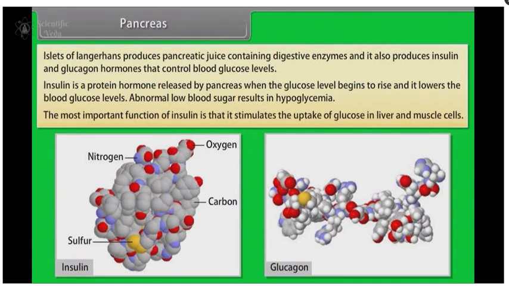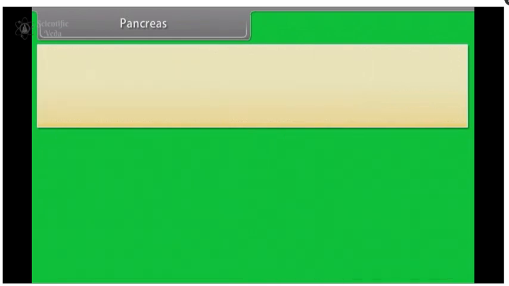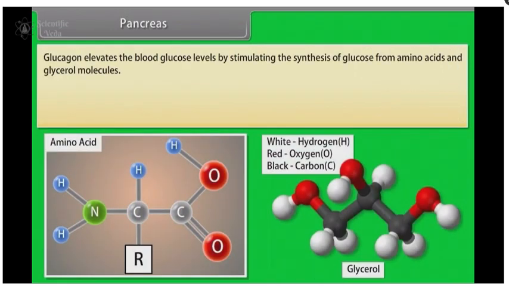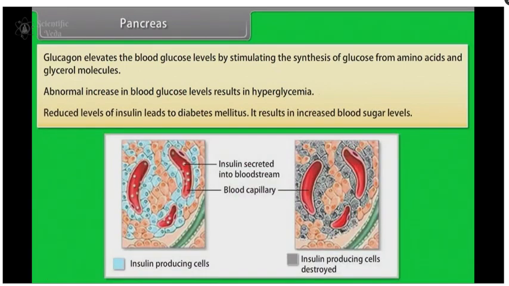The most important function of insulin is that it stimulates the uptake of glucose in liver and muscle cells. Glucagon elevates the blood glucose levels by stimulating the synthesis of glucose from amino acids and glycerol molecules. Abnormal increase in blood glucose levels results in hyperglycemia. Reduced levels of insulin lead to diabetes mellitus. It results in increased blood sugar level.